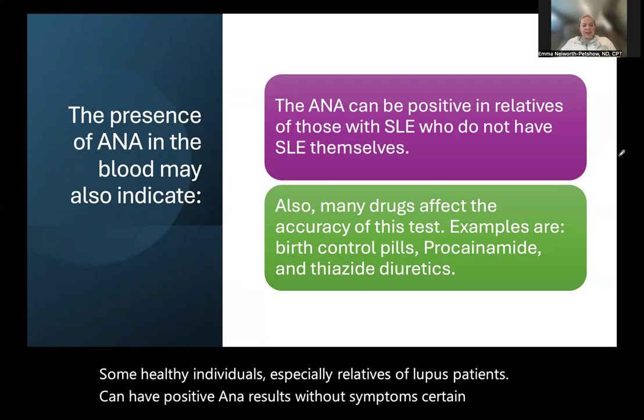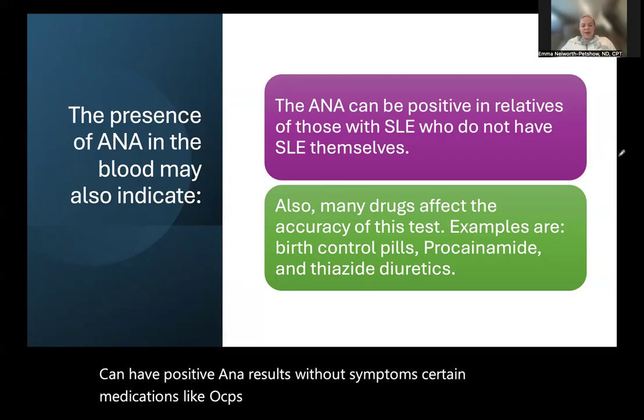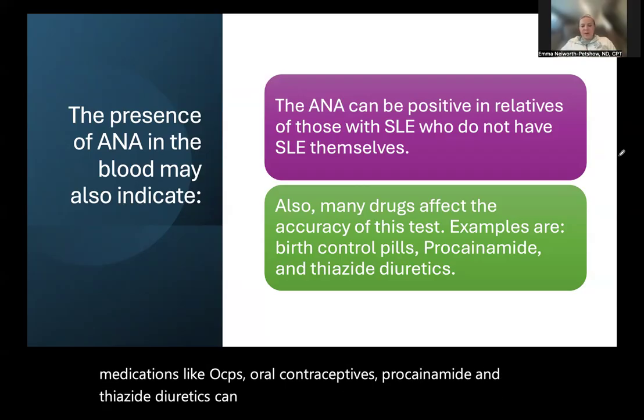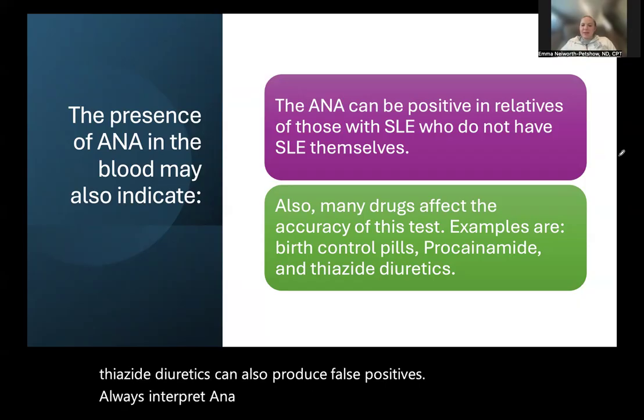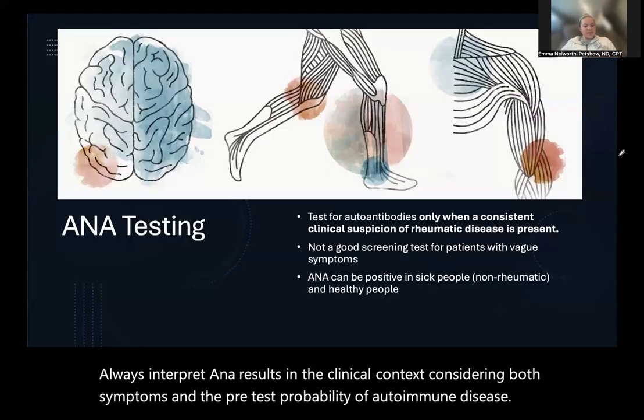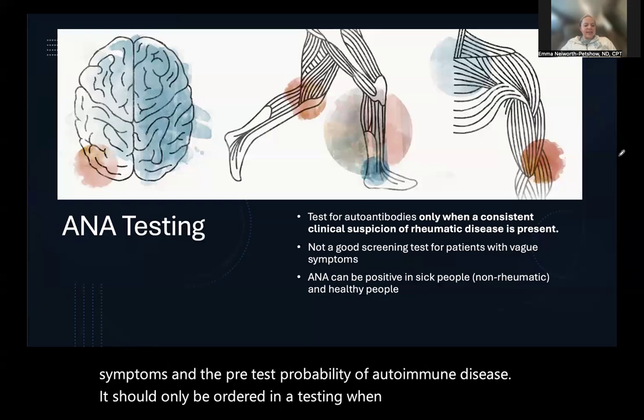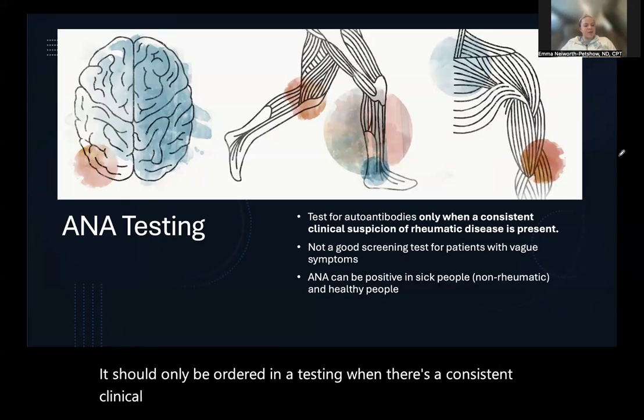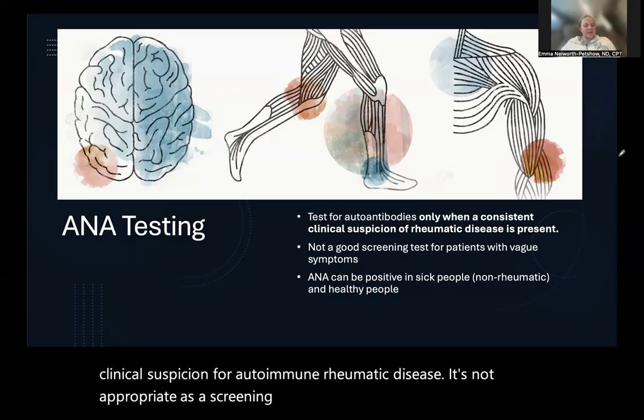Certain medications like OCPs, oral contraceptives, procainamide, and thiazide diuretics can also produce false positives. Always interpret ANA results in the clinical context, considering both symptoms and the pretest probability of autoimmune disease. ANA testing should only be ordered when there's a consistent clinical suspicion for autoimmune rheumatic disease. It's not appropriate as a screening tool for vague symptoms like fatigue or joint pain.